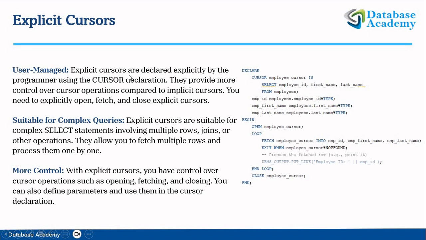So we will have some declaration of the cursor. We will have some names, and we have all the control like open, fetch and close. We have full control over the cursor, suitable for complex queries. So if we have to work with a complex query and, based on the rows, do some complex logic, we can do that using this explicit cursor.